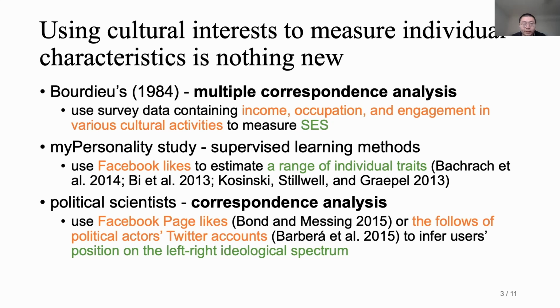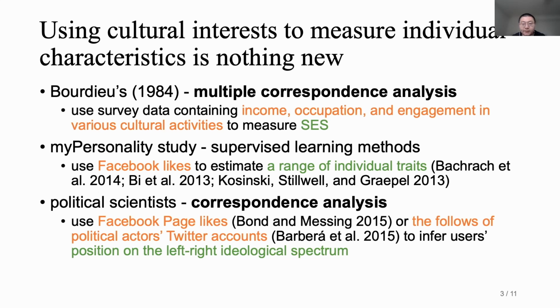Bourdieu himself used multiple correspondence analysis to measure SES. Researchers in personality studies used Facebook likes to estimate a range of individual traits. Political scientists have also been using Facebook page likes and the followers of political actors' Twitter accounts with correspondence analysis to infer users' positions on the left-right ideological spectrum. Of course, what's more relevant to us is Bourdieu's use of multiple correspondence analysis and the political scientists' use of correspondence analysis.